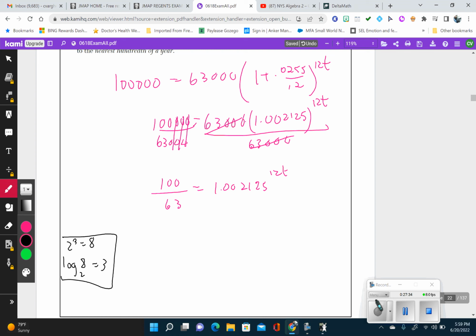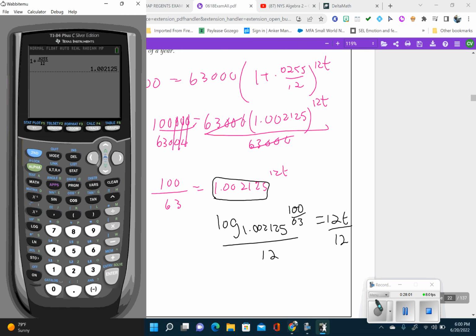So I'm going to do the same thing here, okay? I'm going to do the log. This number here is the base, so that's going to go on the bottom, 1.002125. The answer to a log is going to be the exponent, so I'm going to put 12t here. And this number right here is going to go right here, 100 over 63, or 100,000 divided by 63,000. To get the t by itself, I just divide everything by 12. Okay, so I'm going to go ahead and plug this into my calculator.